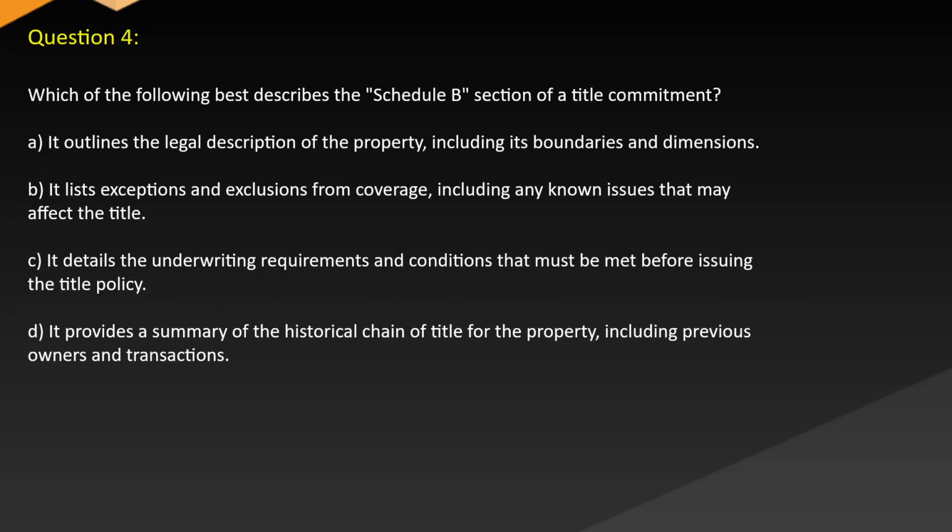Question 4. Which of the following best describes the Schedule B section of a title commitment? A. It outlines the legal description of the property, including its boundaries and dimensions. B. It lists exceptions and exclusions from coverage, including any known issues that may affect the title. C. It details the underwriting requirements and conditions that must be met before issuing the title policy. D. It provides a summary of the historical chain of title for the property, including previous owners and transactions.